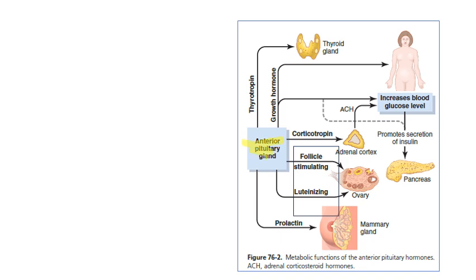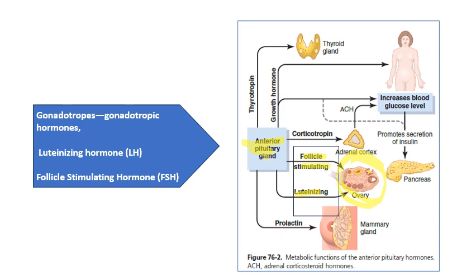So we have to learn what gonadotropins are. Gonadotropins act on the gonads, that is, the ovary and testes. In females, the hormones which act on the ovary are follicle stimulating hormone and luteinizing hormone. These are known as gonadotropins, and we will study them in detail. Let's discuss the structure of gonadotropins.